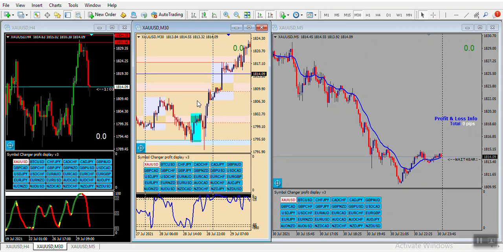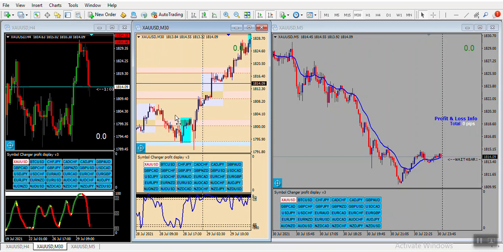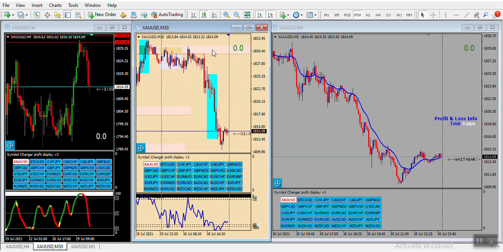So first thing you need to know is you are going to buy from a support zone that is below the Asian box, the Asian section. This is the Asian section. So the support you are going to be buying from must be below the Asian section, the Asian box. Then if you are going to be selling, you are going to sell from a resistance zone that is above the Asian section. So this one is not entirely above it, but we are going to use it.